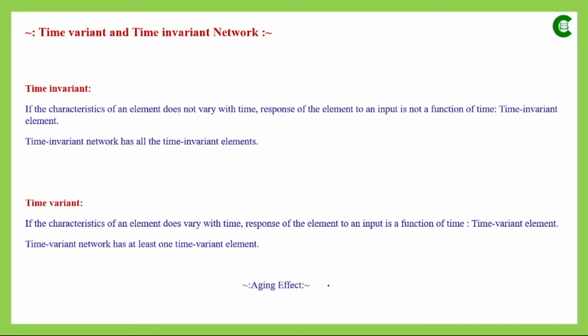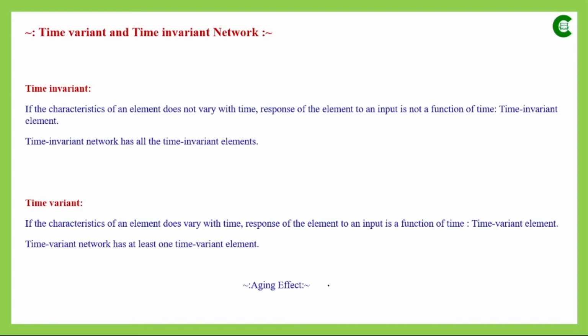Now, on the contrary, if a network has at least one time variant element, then that network is referred to as a time variant network. Now, what is a time variant element? In a time variant element, the characteristics or behavior or performance of that element varies with time. So the response of that element to an input will be a function of time. Now as I said, if it is a time variant network, then there will be at least one time variant element. Now for the same element like a resistor, over time it can give the same performance.